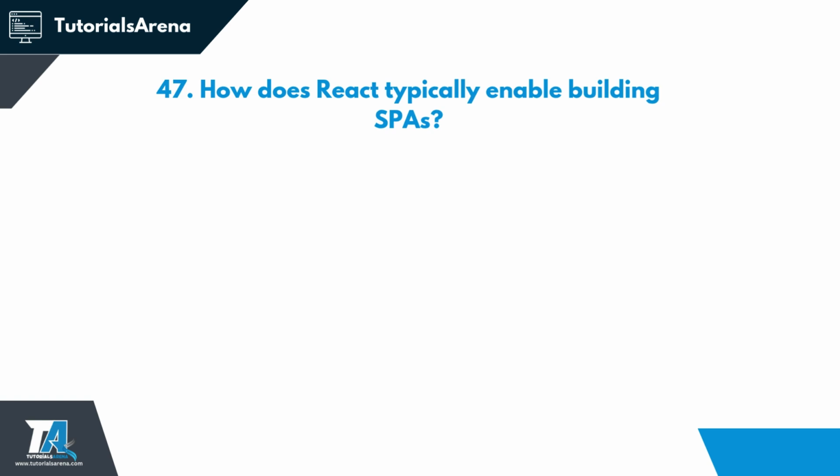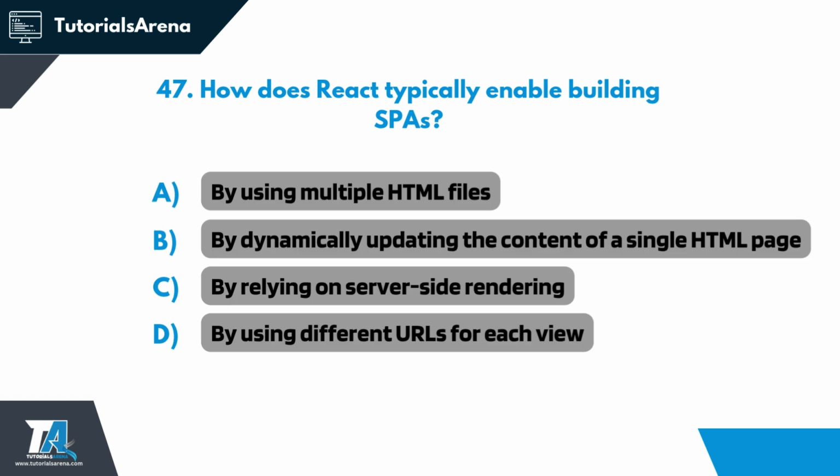Question 47. How does React typically enable building SPAs? The options are option A, by using multiple HTML files. Option B, by dynamically updating the content of a single HTML page. Option C, by relying on server-side rendering. Option D, by using different URLs for each view. The correct answer is option B, by dynamically updating the content of a single HTML page. Moving on to the next question.